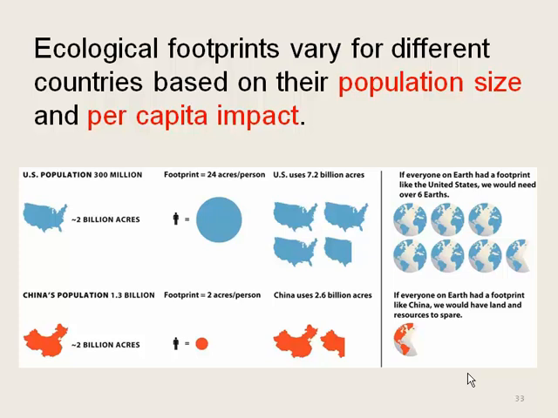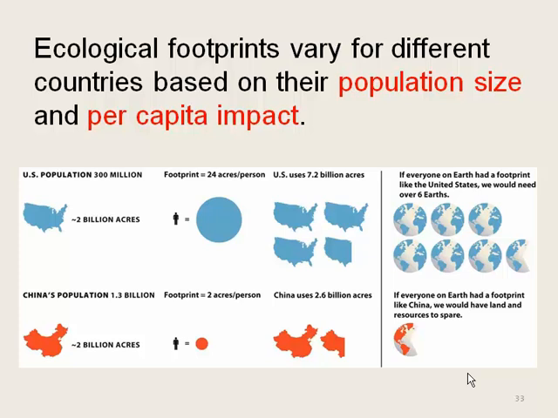The graphic shown here considers that for a U.S. population of about 300 million, it's estimated that that requires about 2 billion acres of land to provide the resources and assimilate the waste of our population. This equates to approximately 24 acres per person, and thus the U.S. overall is consuming approximately 7.2 billion acres total, compared with the 2 billion acre landmass of the United States itself.